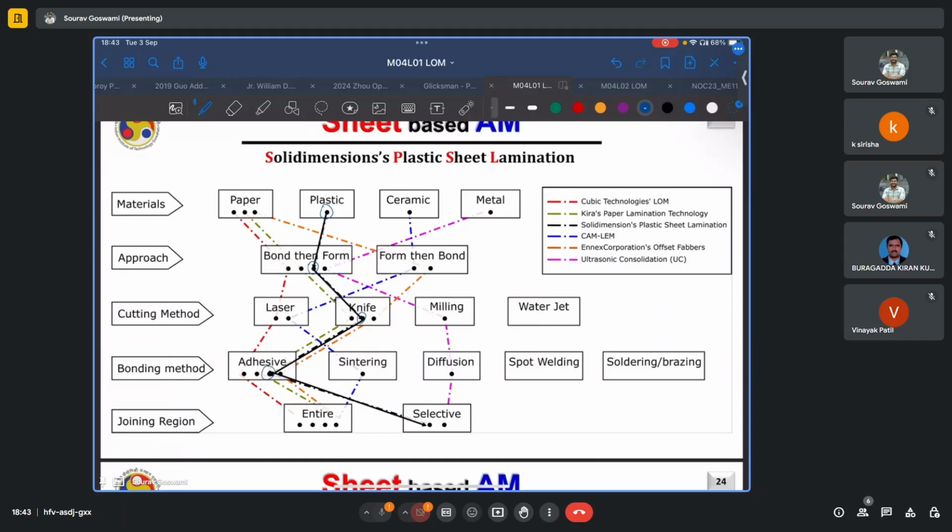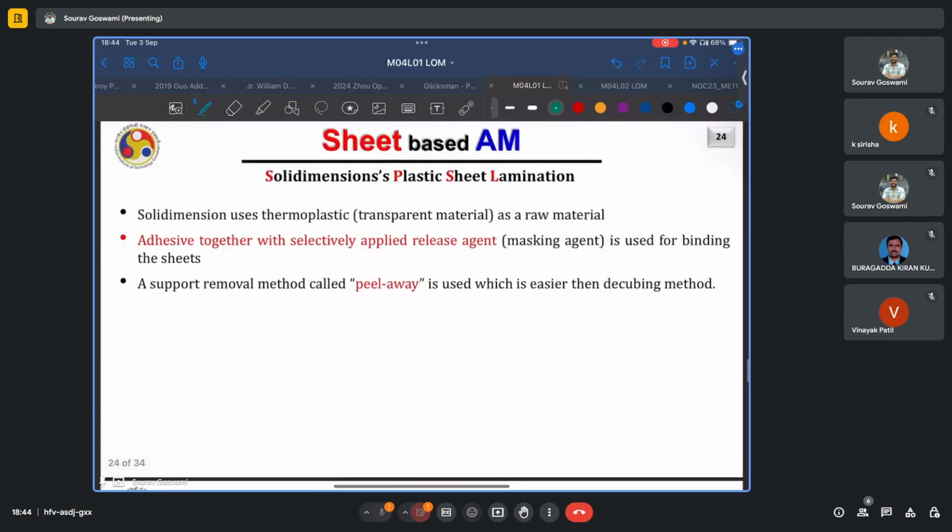You have an adhesive. However, in this case, rather than joining the entire sheet to the previous one, we are only joining some selective regions. Say if this is the contour in my n plus 1th sheet, and this is the corresponding contour in the nth sheet. Now only these contours will be joined. The rest of the material, the rest of this sheet, will not be joined, and we'll see how this is accomplished.